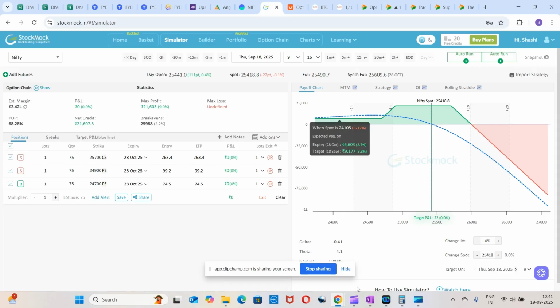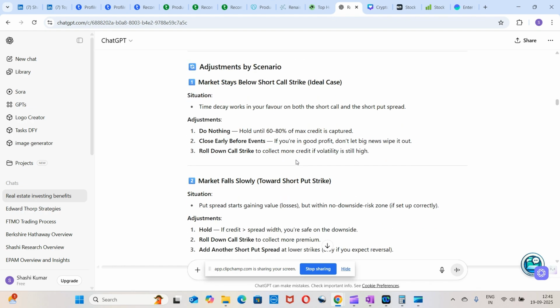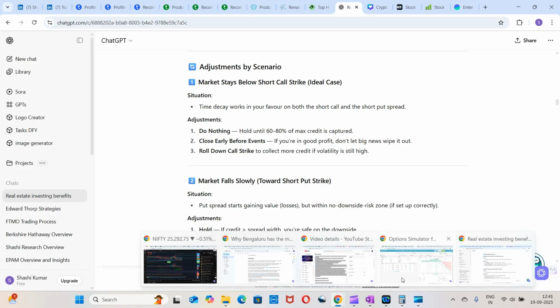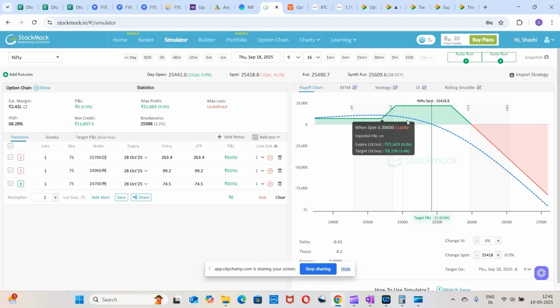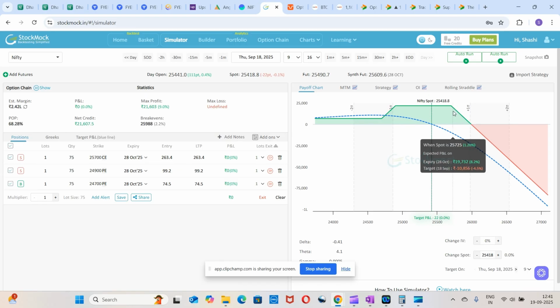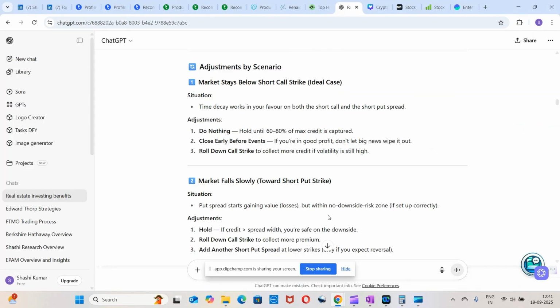Now let us see the different scenarios. The first scenario is the market stays below your short call strike, which is 25,700. If it stays below 25,700, this is all profit only. Once the profit reaches 70 to 80% of the total max profit, you exit the trade. That's what you need to do, and close down early before any big event wipes off your profits.